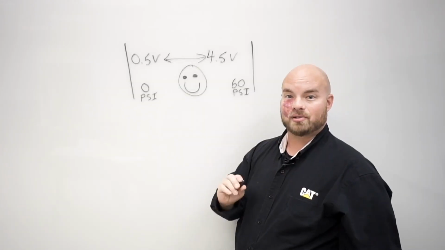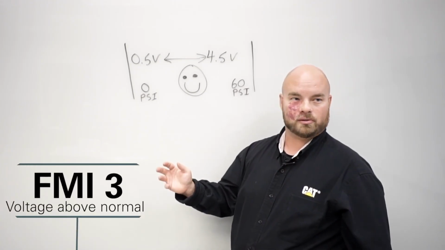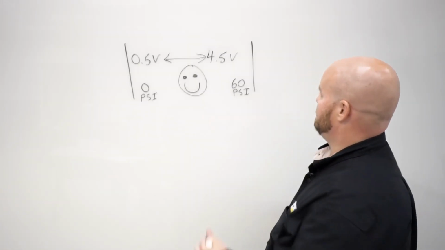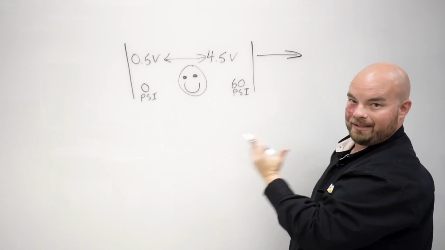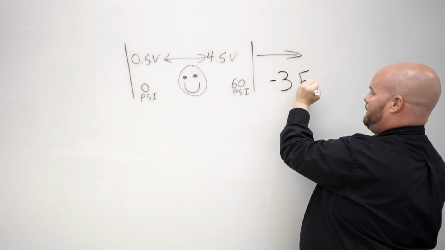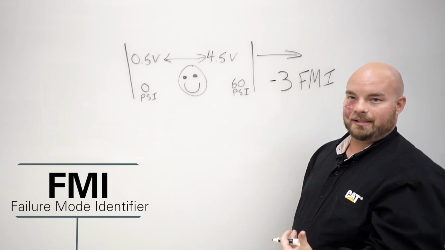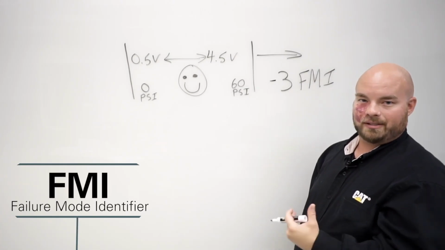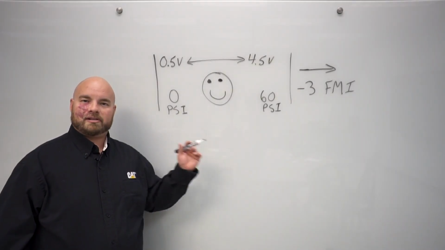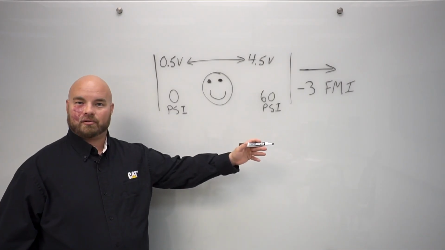So an FMI-3 code, the description for that code is voltage above normal, okay? What's normal? Normal to the ECM is he's happy. If the ECM detects a voltage above normal, so anything above this 4.5 range, this is where we trigger a -3 FMI code. FMI being failure mode identifier. So it's giving us an indication as to what failure mode it's detecting. In this case, voltage above normal. Okay, so we talked about the voltage range of this active analog sensor and what happens when the ECM detects a voltage above normal. We get that -3 FMI code.